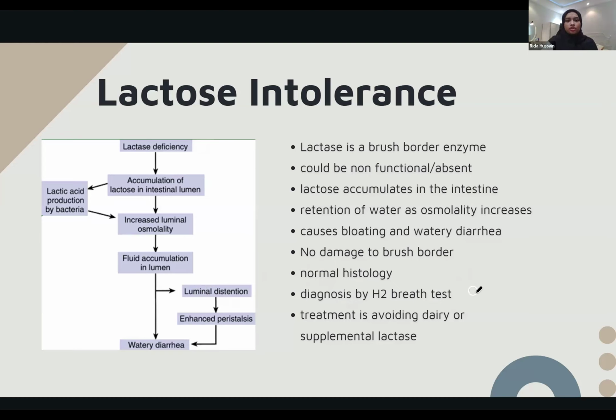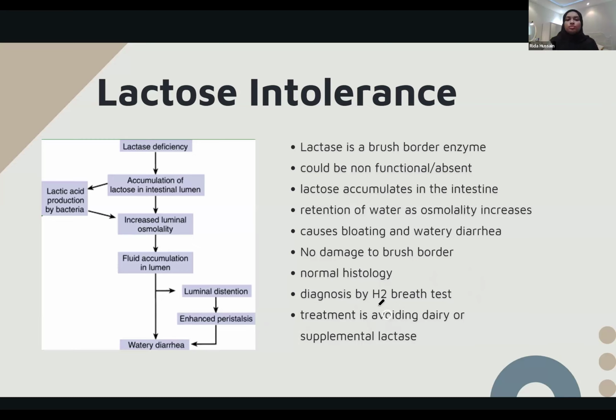Now, how do we diagnose this? We can diagnose this by using the H2 lactase breath test. However, it might give you false positives. This is just like it doesn't confirm that you have lactose intolerance. It just points you in a certain direction where you can do further tests and figure it out.